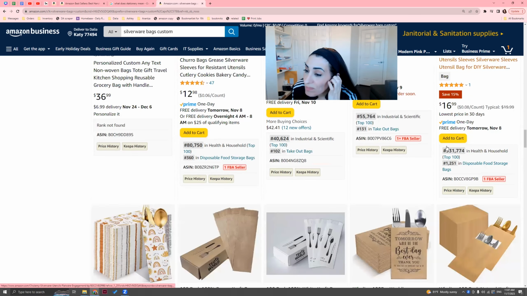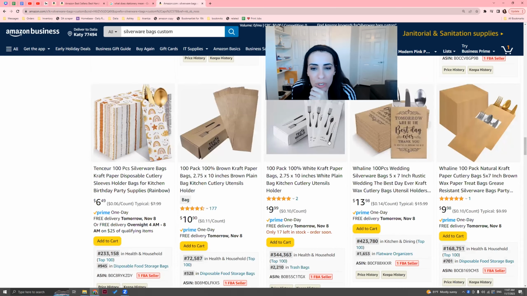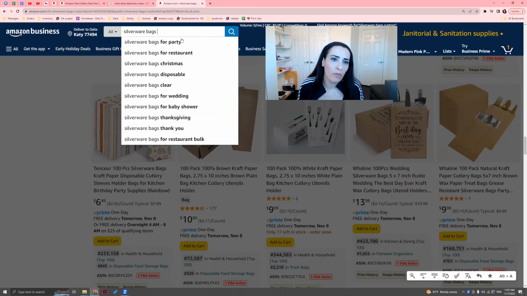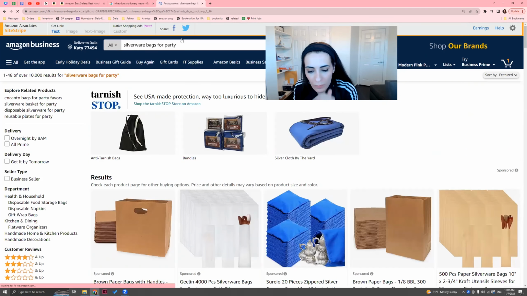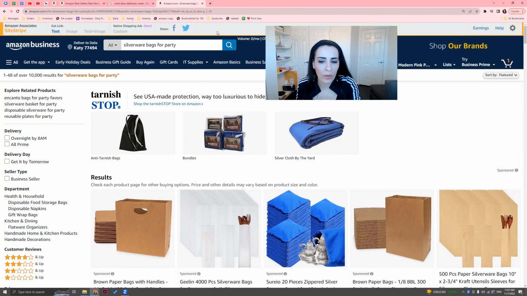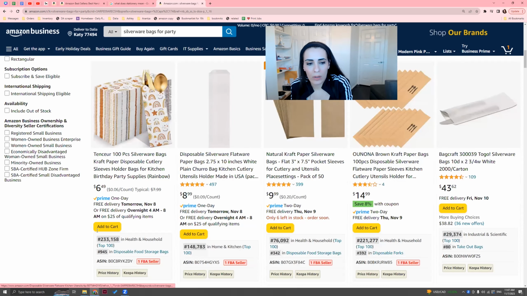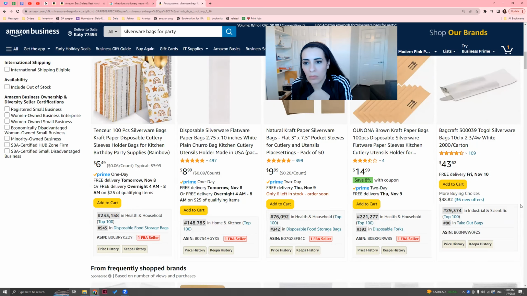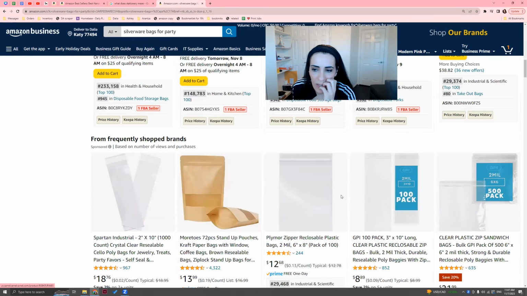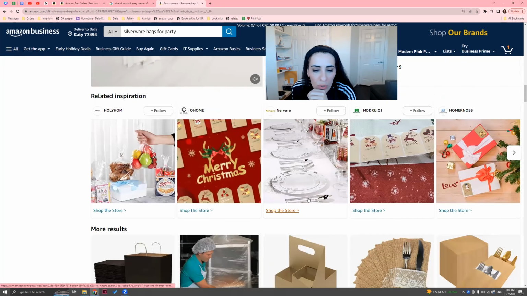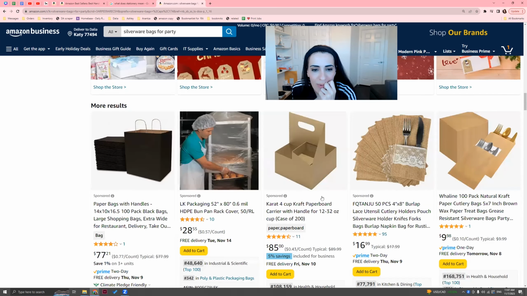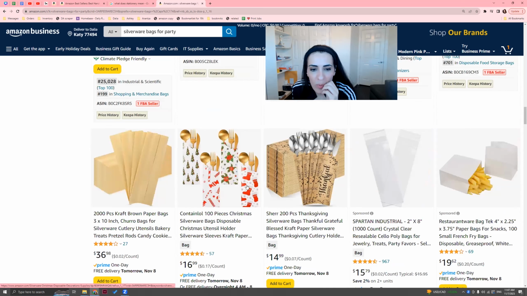I can see the competition is not hard to break. I just want to find the right search result for party, right? That's cute. Would have thought this was a thing. I think it's a really great opportunity to customize. Look, Christmas ones. That's so clever.